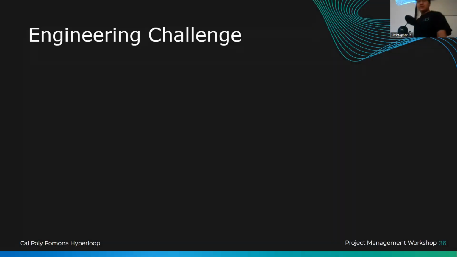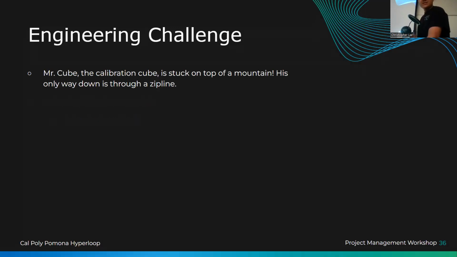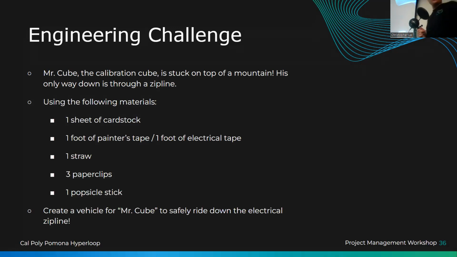So the engineering challenge we're going to do is Mr. Cube, the calibration cube, this is Mr. Cube here, is stuck on top of a mountain. His only way down is through a zip line. So we're going to use the following materials to create a vehicle for Mr. Cube to safely ride down the electrical zip line. Oh, did I mention the zip line's electrical? It's going to be made out of this wire because I don't have string.